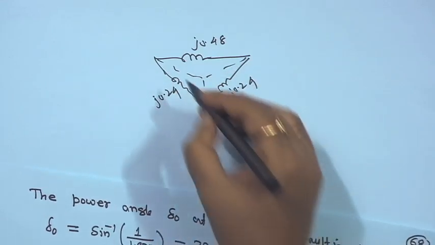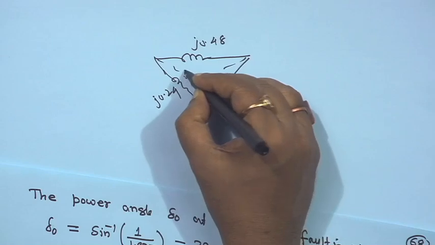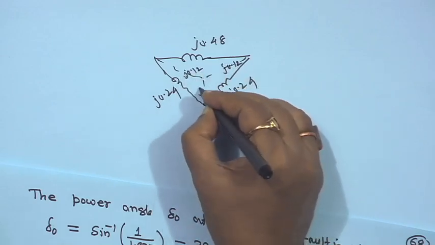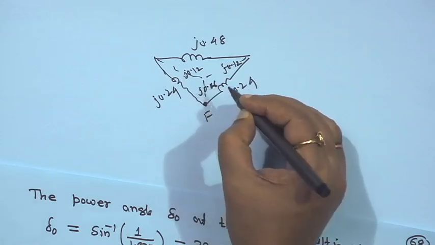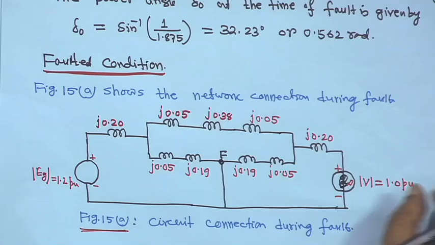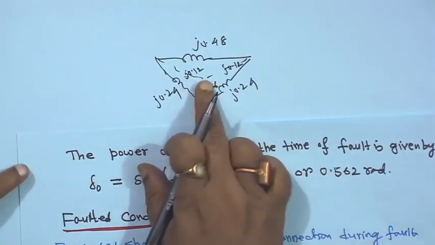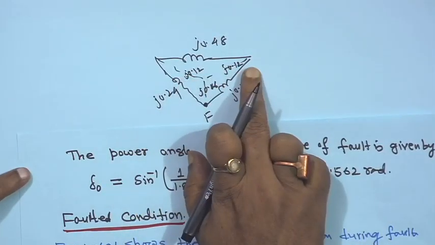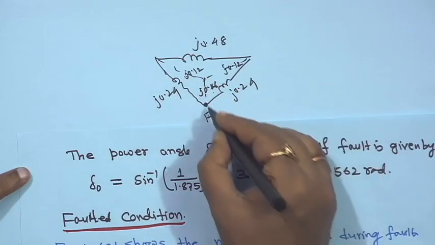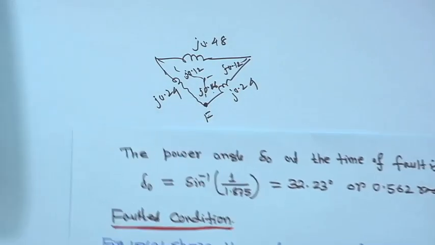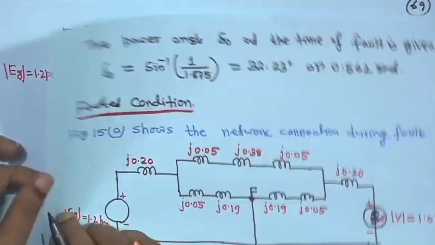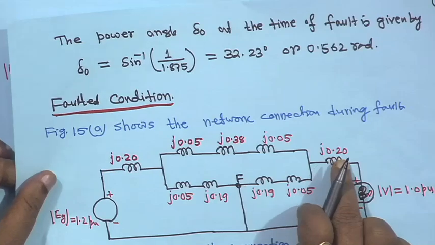If you convert it to star, this side will become j 0.12, this is j 0.12, and this will become j 0.06. You know how to convert delta to star. So, after conversion, the connection will be: this side j 0.12, this side j 0.12, and from the fault point F to ground j 0.06. With that, this side was j 0.20, and this side also j 0.20.